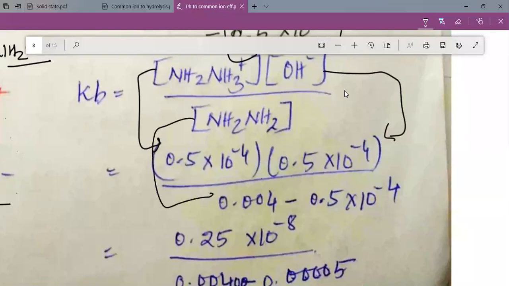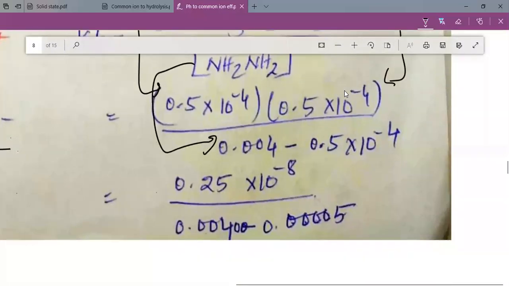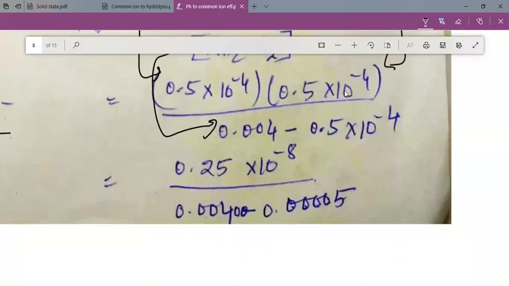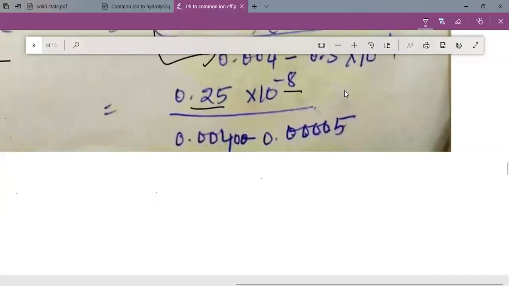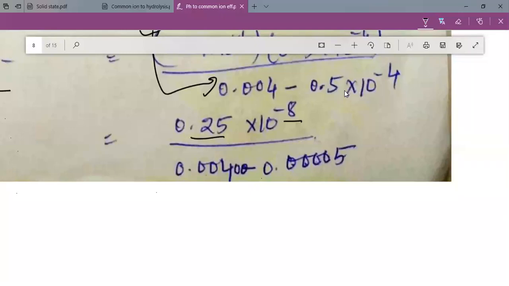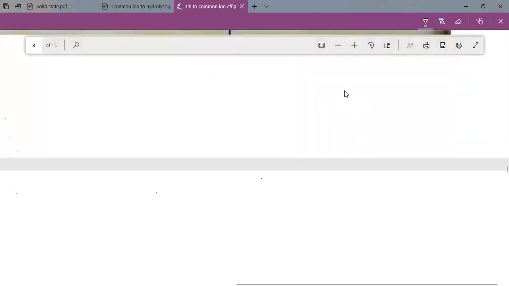But the concentration of NH2 is 0.04 minus 0.5 into 10 to the power minus 4. So by doing this multiplication, 0.5 into 0.5, we have 0.25. 10 to the power minus 4 into 10 to the power minus 4 is 10 to the power minus 8. And we have the same value 0.004 minus 0.0005. So you can see that this is the division of 0.25 into 10 to the power minus 8 by 0.00400 minus 0.00005. This is what we have, my dear students.